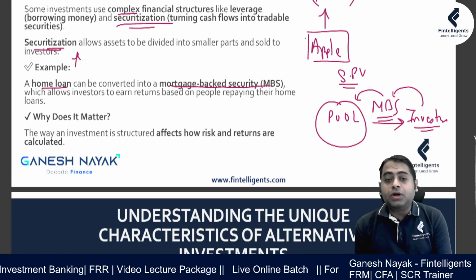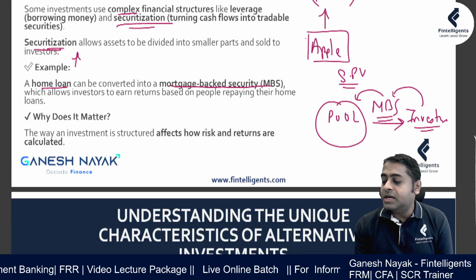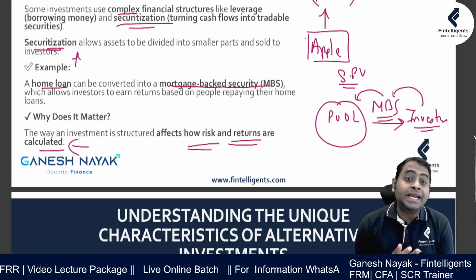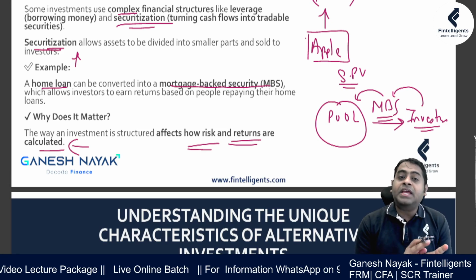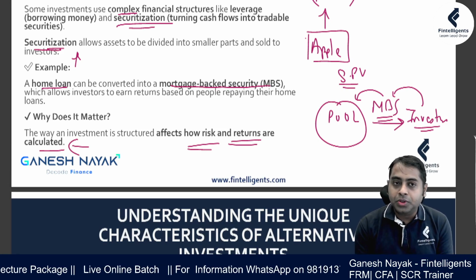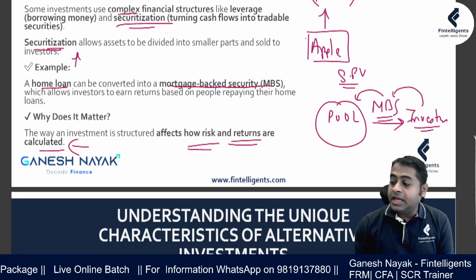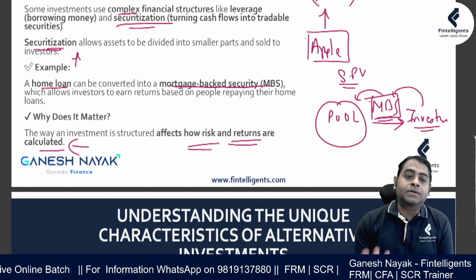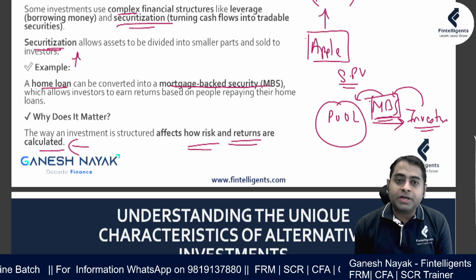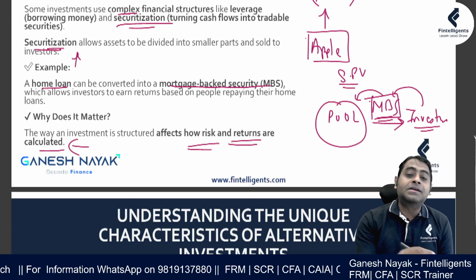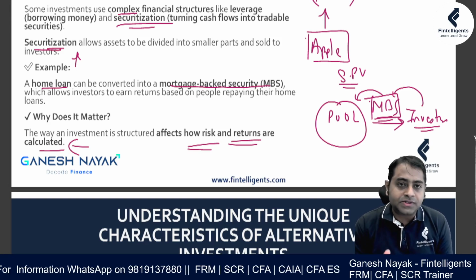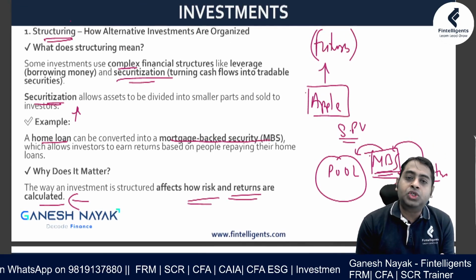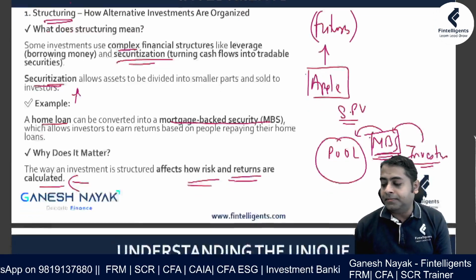Each product has a different type of risk and return. So for example, the way I create an MBS is going to be different from the way I create a CMO, a collateralized mortgage obligation. In a CMO you had tranches. In an MBS there is no tranche, there is only one instrument. So different types of financial engineering can be done and different types of instruments can be created depending upon the risk-return requirement of the market or the investors. So the first point, that the way an alternative investment is structured is very different, has been covered here.